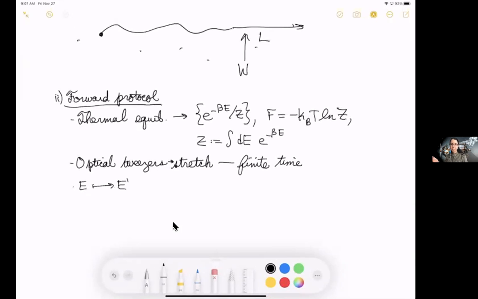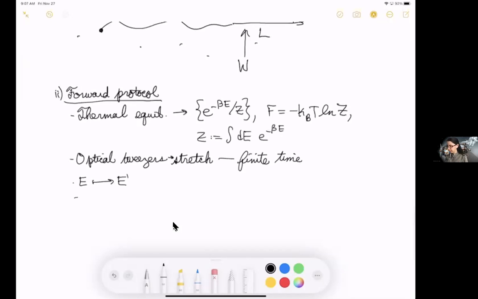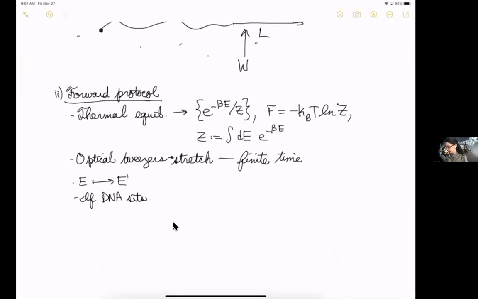If the DNA sits around forever after this stretching protocol, then it'll equilibrate, again to the inverse temperature beta, to a new equilibrium distribution with a new partition function. And it'll have a new free energy. Let's actually call the initial free energy F sub I, so we can call the final free energy F sub F.